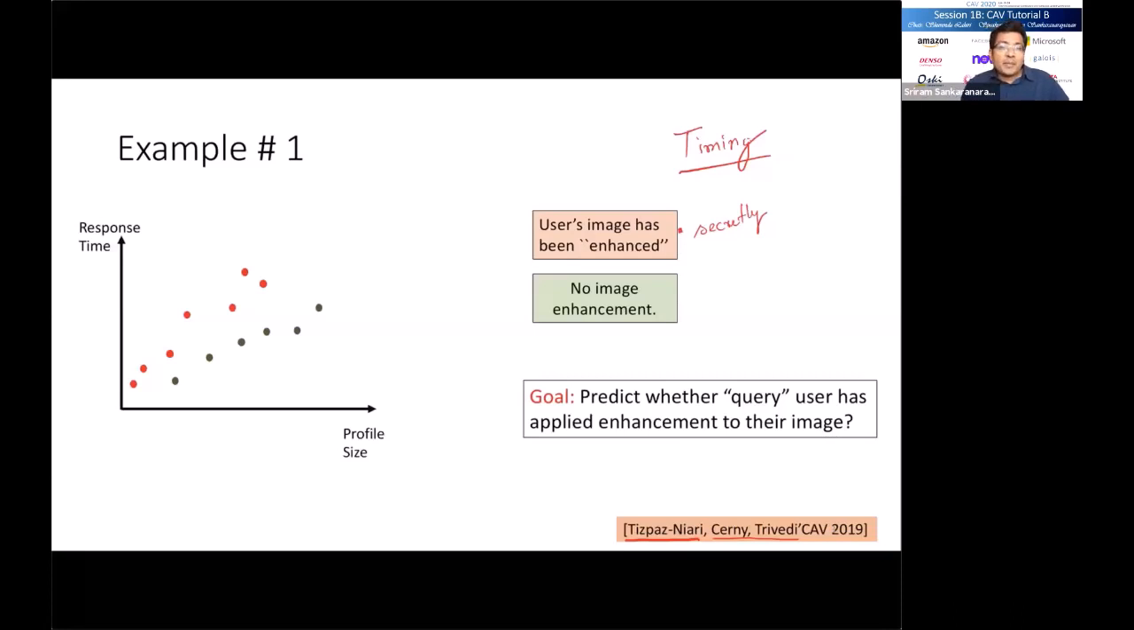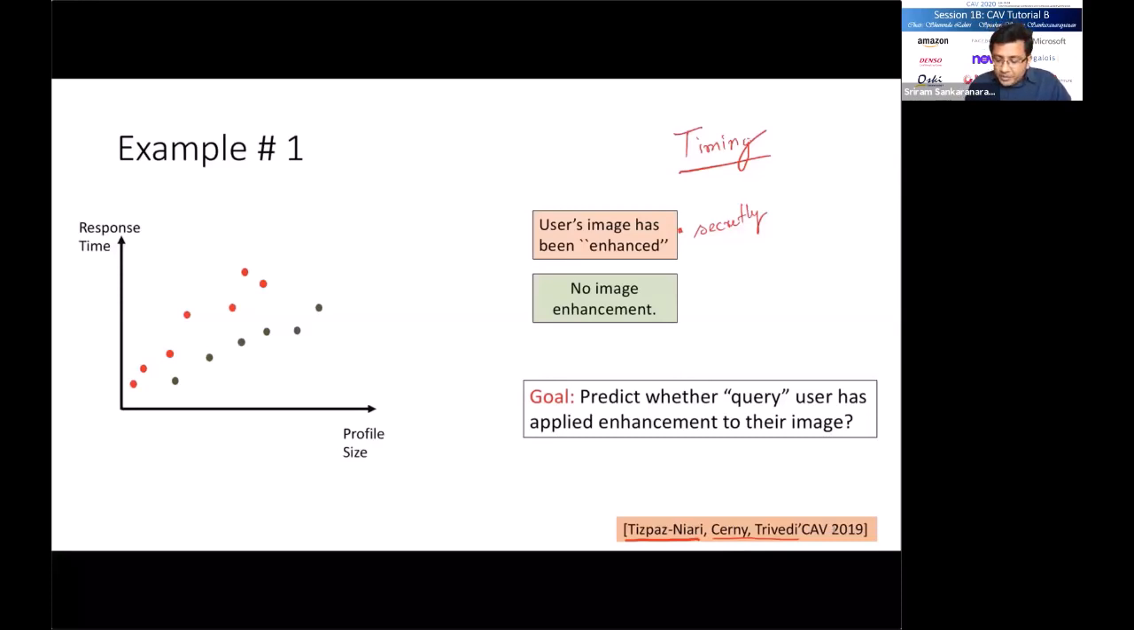And they did some experiments on this network where they looked at the size of the profile against the response time from the server or the social network. And you can see there are two kinds of points. There are red points, which correspond to users who have enhanced their image, and green points, which correspond to users who have not enhanced their image. The purpose of their paper was deeper than what I'm going to say. They were talking about entropy, and they were talking about timing side channels. A lot of it is also being covered in the other tutorial.